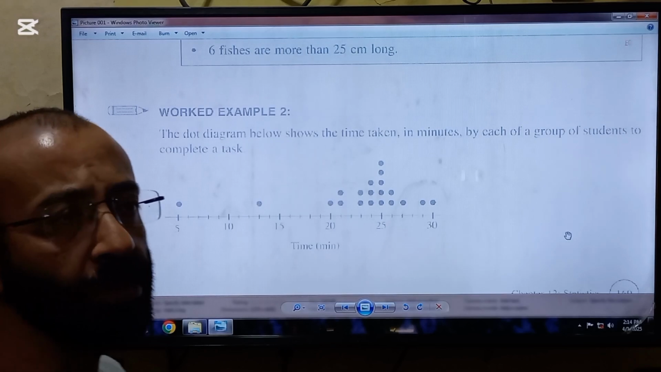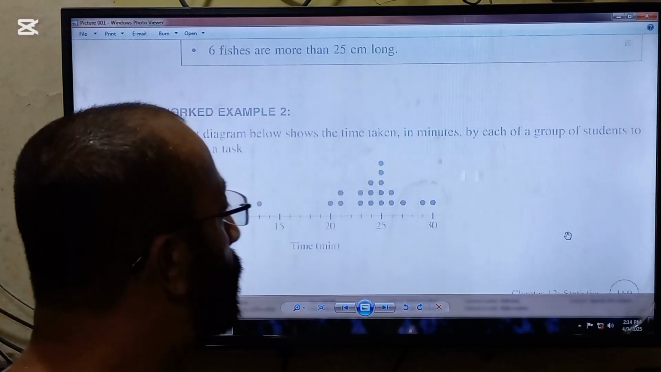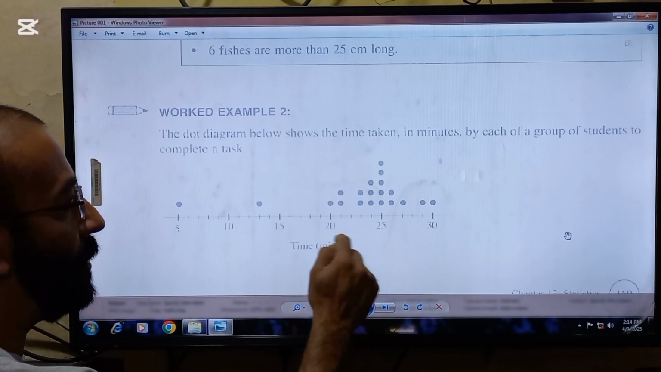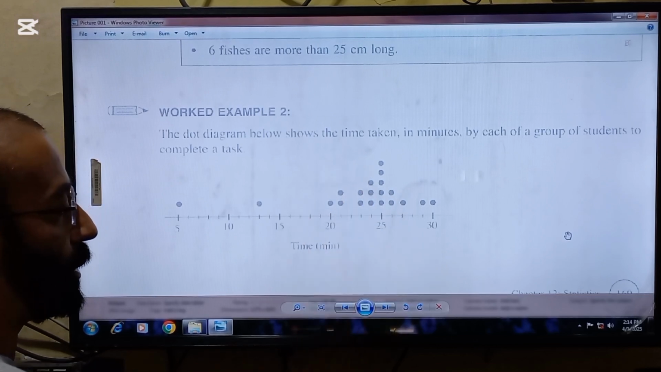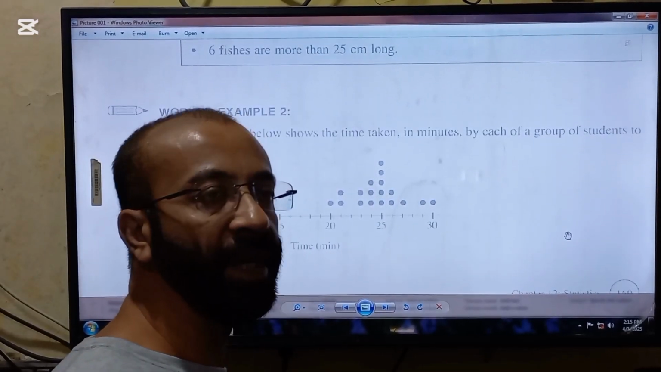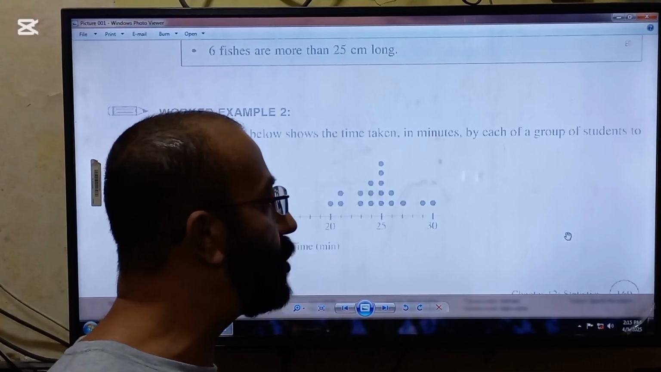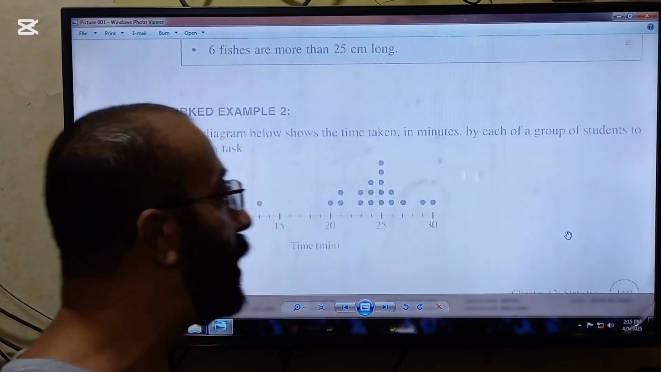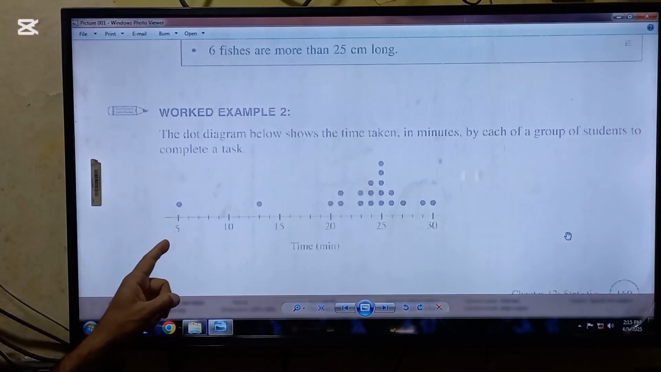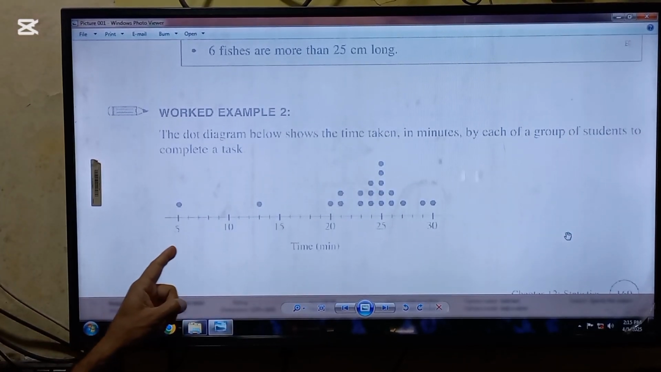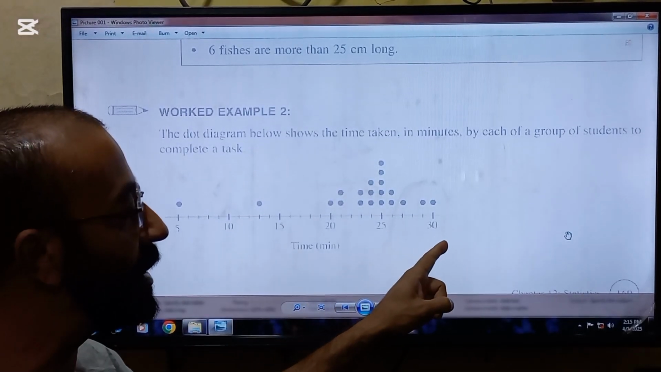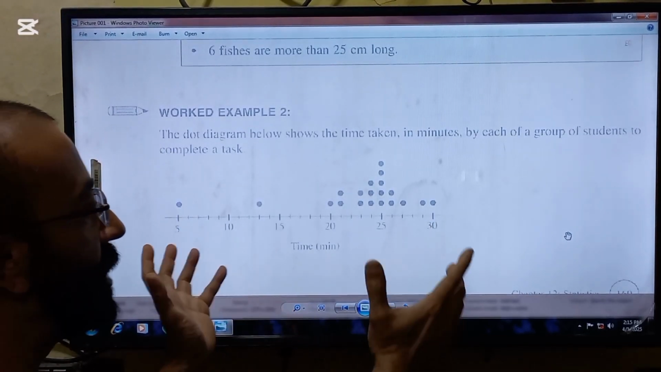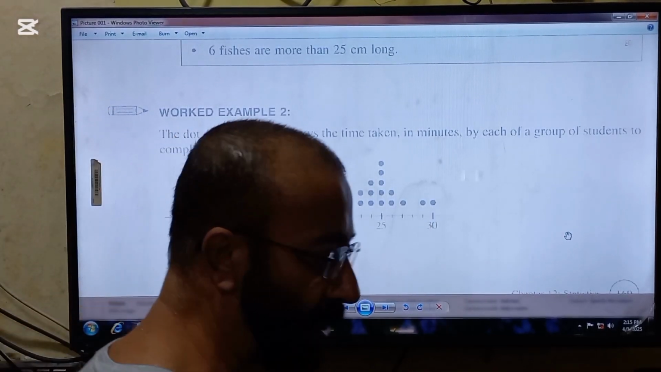Then you have to mention the cluster. So 25 minutes is the value around which most of the data is clustered. And the last thing which should be written in the paper as a comment on the dot diagram is the minimum and the maximum value. You have to mention that 5 minutes is the minimum value and 30 minutes is the maximum value taken by the students. So this is the comment.